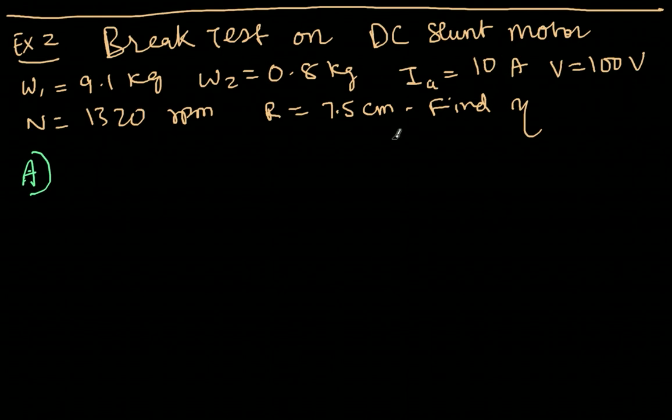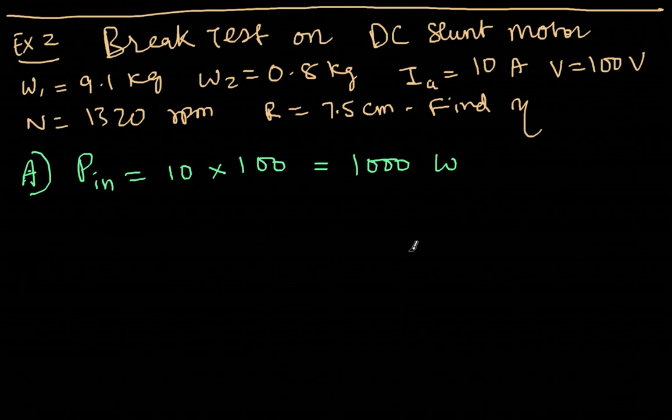As usual, we can find out the input power. In the given data, the current is given and the voltage is given. So 10 amperes into 100 volts will give me 1000 watts as the input power going into the machine. That makes it easy to calculate the efficiency, because in the denominator we have 1000. Anyway, that's a minor point.